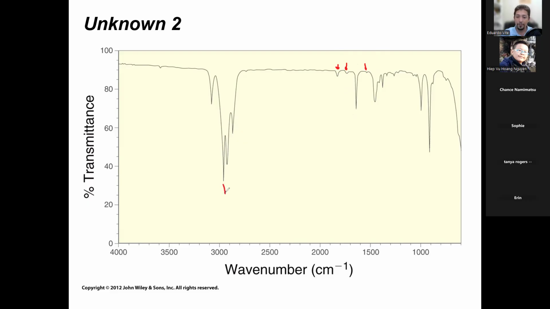And also look at this very strong, sharp peak where you usually find your aromatic CH. This is your aromatic hydrogen stretch, the sp2 carbon-hydrogen stretch right there. Very distinctive. Also, this peak is very distinctive. What is that peak right there?